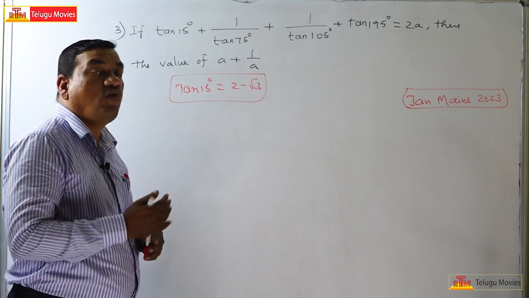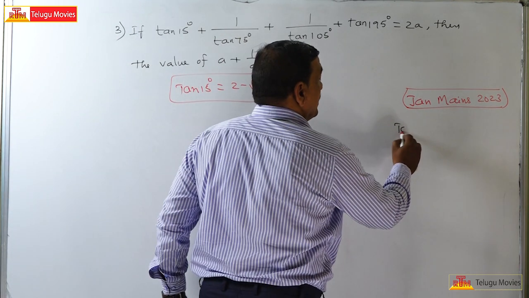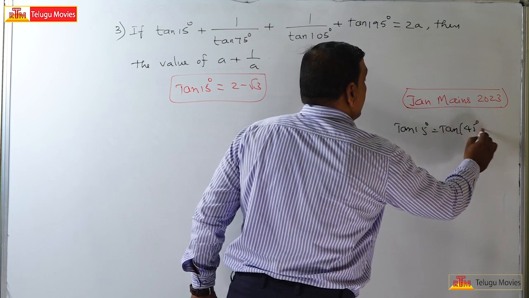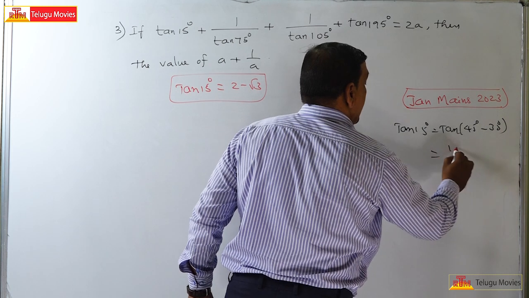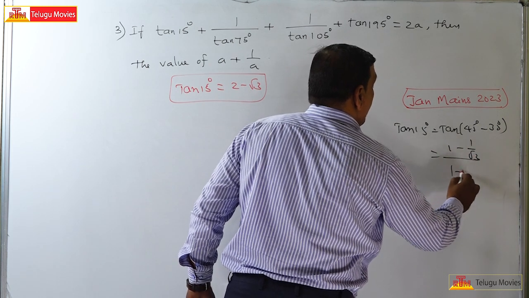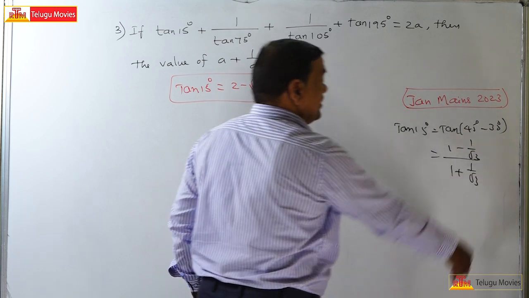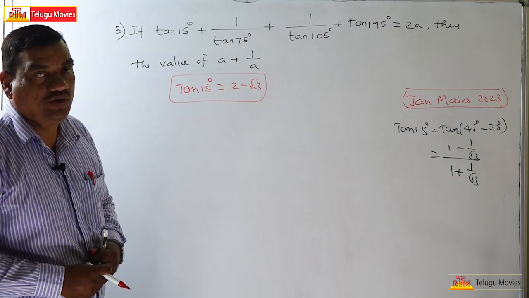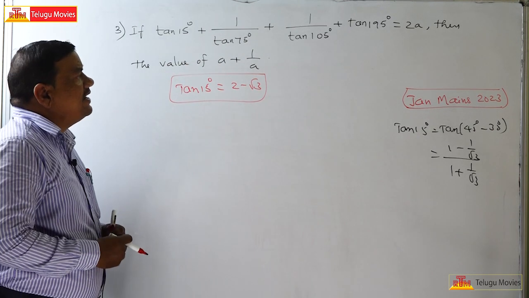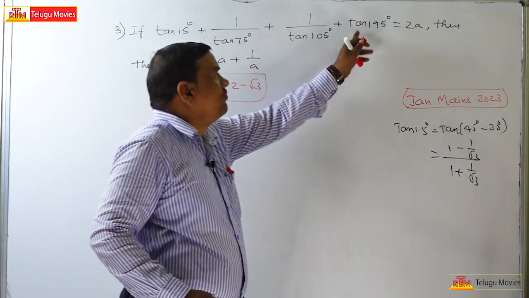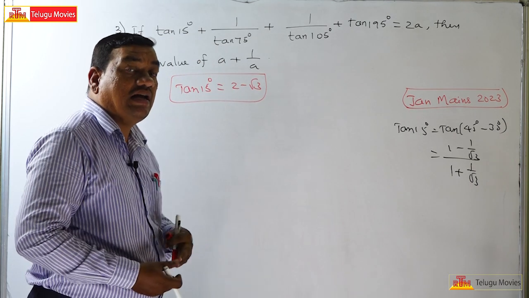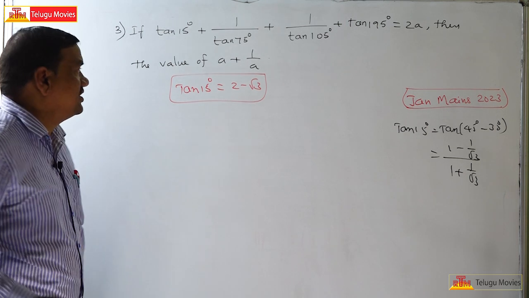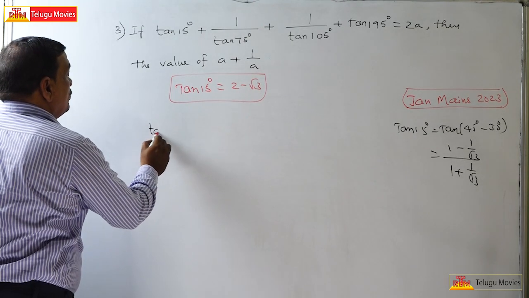And on the spot, if you didn't get the idea, then what to do? Tan 15 means tan of 45 minus 30 degrees. That means tan A minus tan B by 1 plus tan A into tan B. Then you calculate and rationalize the denominator, and you will get 2 minus root 3. Now let us see the remaining angles, tan 75, tan 105, tan 195. Can we write those angles in terms of tan 15 degrees? Let us check.